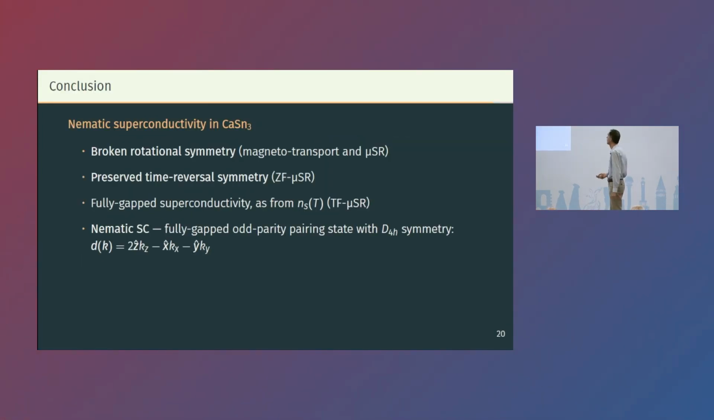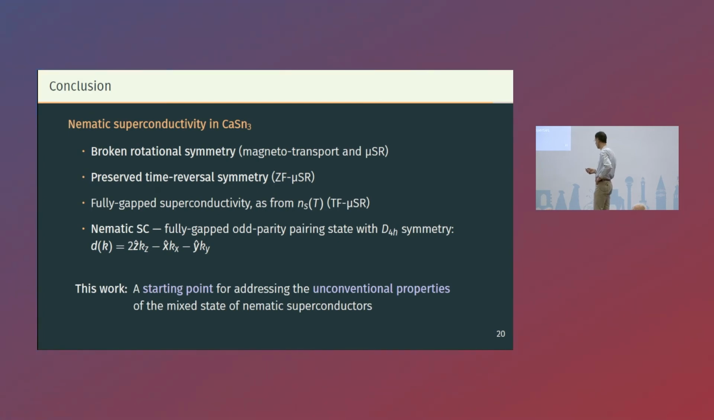So just to summarize, we have seen with mu-SR magnetotransport measurements on this material, on calcium stannide, that we have a broken rotational symmetry. Second, we have a preserved time reversal symmetry from zero field mu-SR. Then I have shown you from the numerical result that this is fully gapped. And we even tried to figure out what it is, and we have come up with this one. Of course, all this is still work in progress, but it should not be considered as the last word, but as a starting point for addressing all these very interesting and unconventional properties of the mixed state of nematic superconductors.